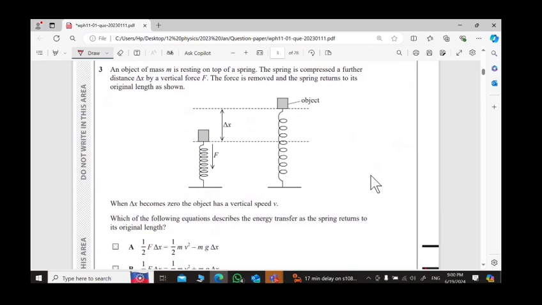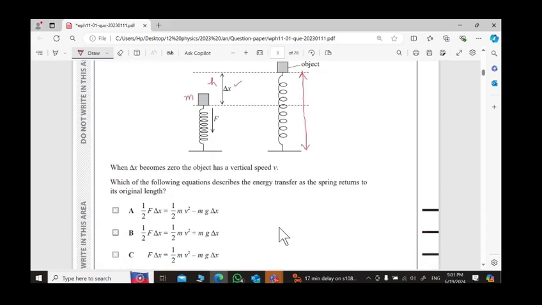Third question is that an object of mass m is resting on the top of a spring. So this is the object of mass m. The spring is compressed a further distance del x. So this is the compression, and also this is the height. The force is removed and the spring returns to the original length. So this is the original length of the spring. So in this case, when del x becomes 0, the object has a vertical speed v in the upward direction. Which of the following quantities describes the energy transfer?